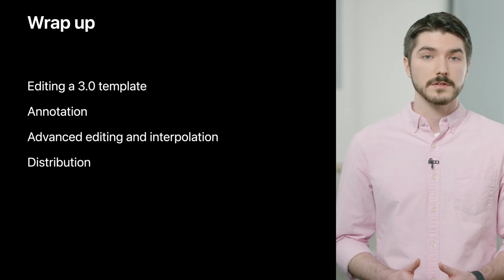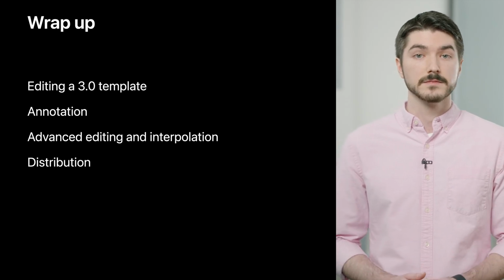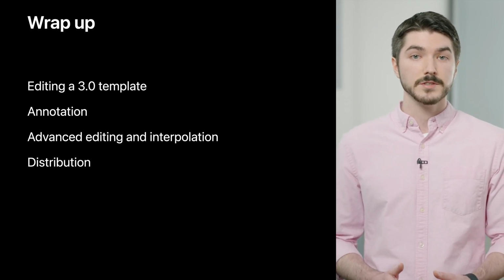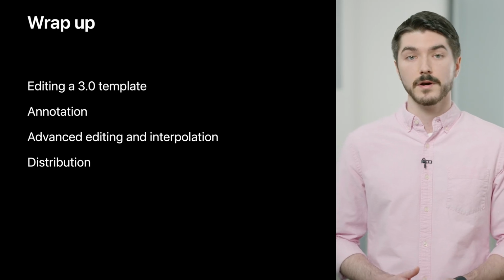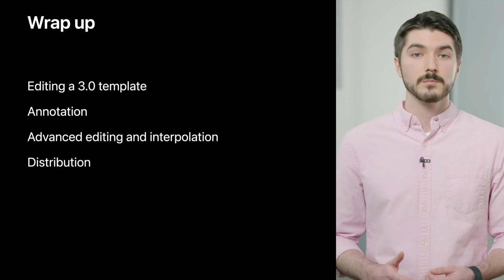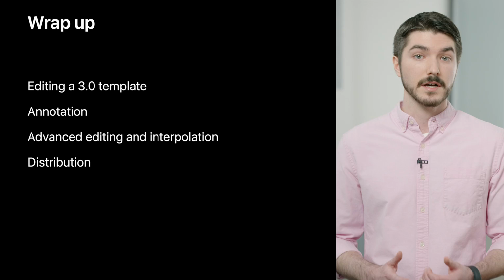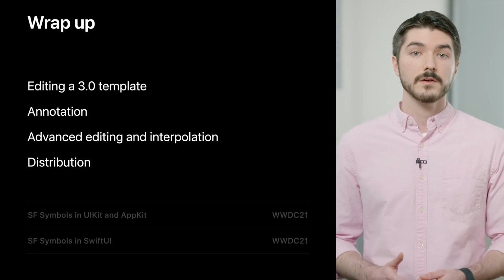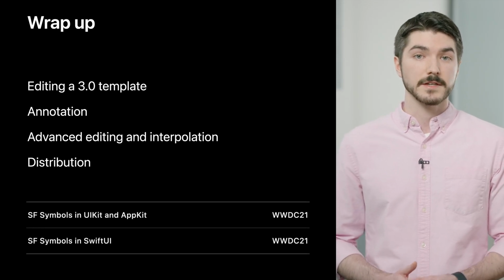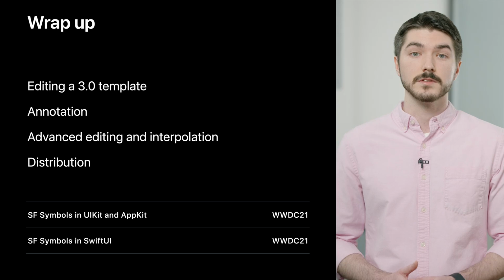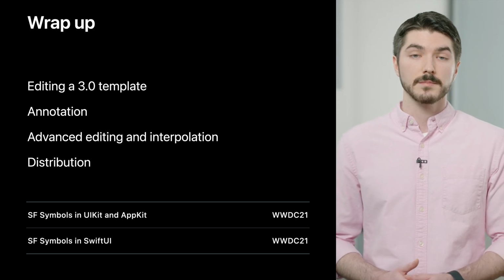Once you've delivered your symbols, they are ready to be used by the OS. There are some new APIs you can use for rendering your symbol in the appropriate mode. To learn more about calling SF Symbols and custom symbols in code, check out SF Symbols in UIKit and AppKit, and SF Symbols in SwiftUI, both from WWDC 2021. That's custom symbols from start to finish. I hope you enjoy creating and annotating your own symbols.